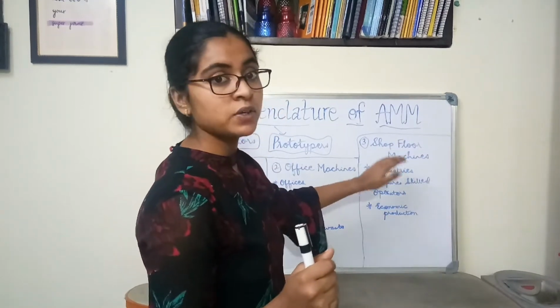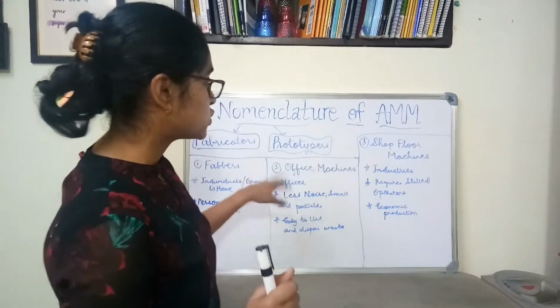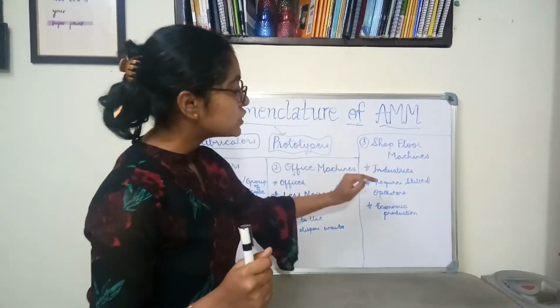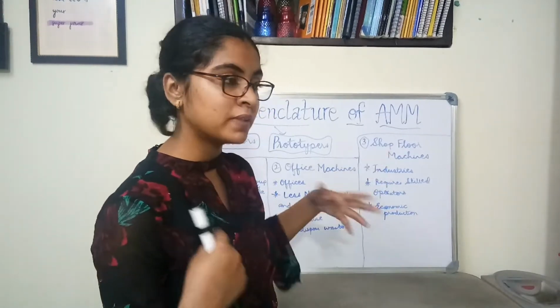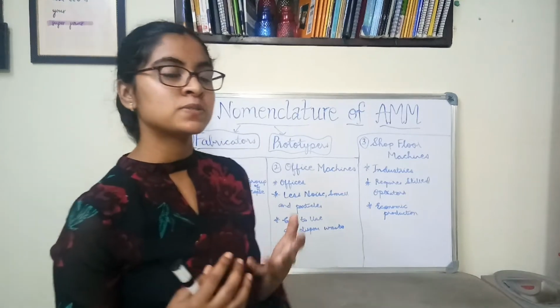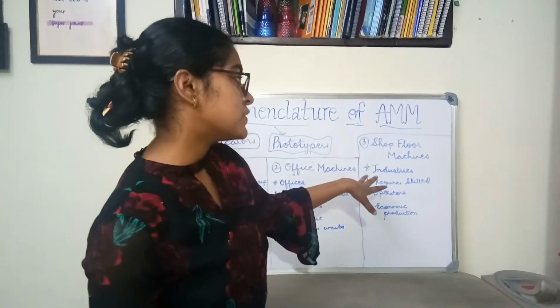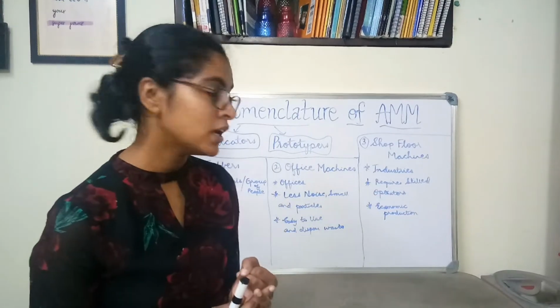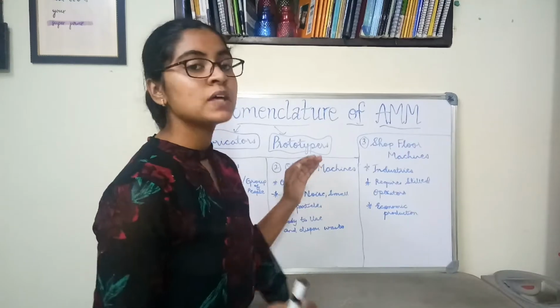These machines, they are used in industries, and the main difference between these and the first two varieties is that the shop floor machines, they require specially trained and skilled operators in order to make them function properly. Also, since in industries the production is usually done in a large scale, the main purpose of shop floor machines is for high output and productivity, and here the important feature is that the production should take place economically.